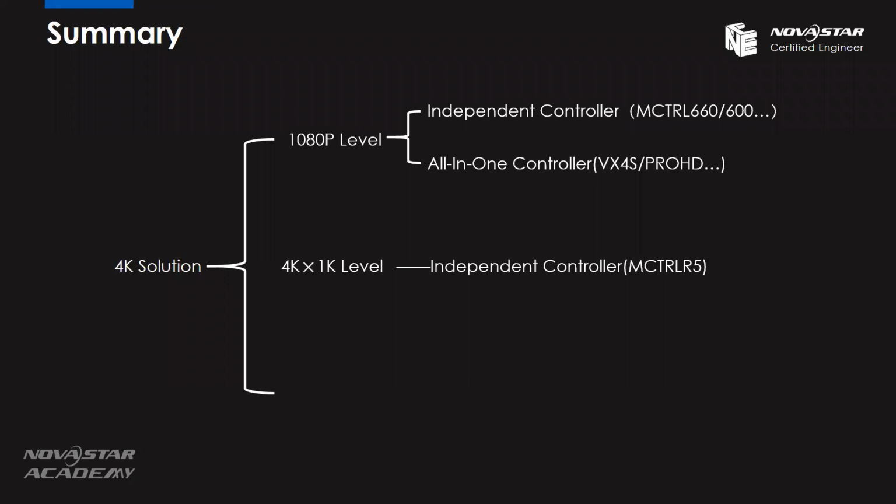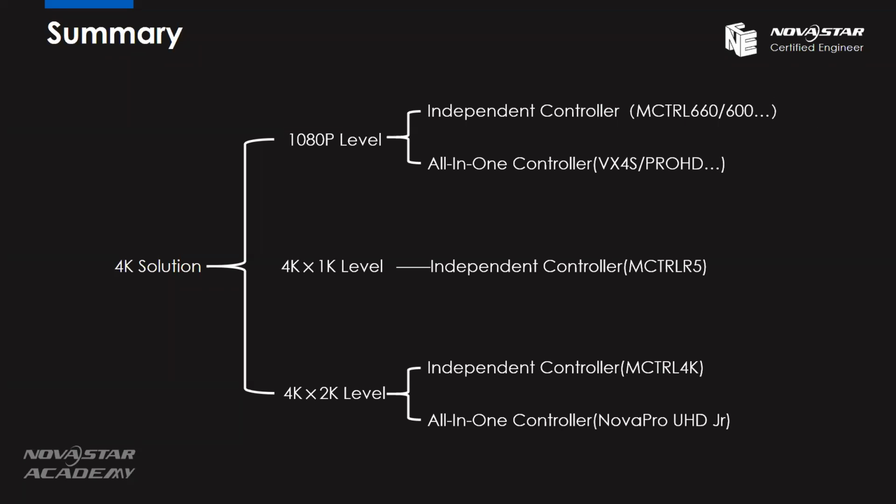And when we talk about the 4K 1K level to splice the 4K, we have the independent controller, M-Control R5. We also need a 4K capable control PC and a 4K video splicer, and we need 2 pieces of M-Control R5 to load the top of the screen or the bottom of the screen.